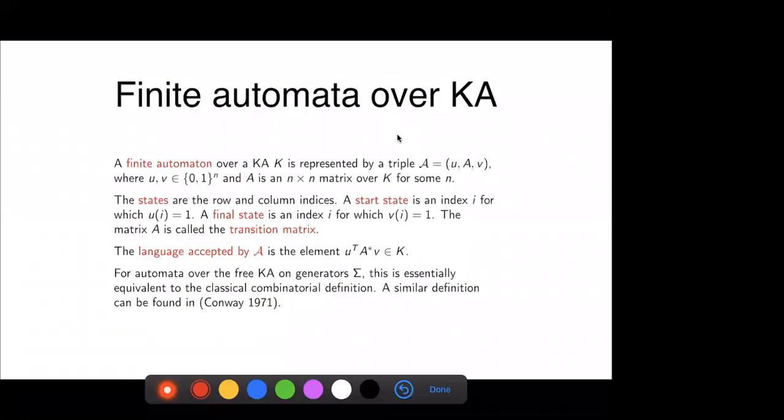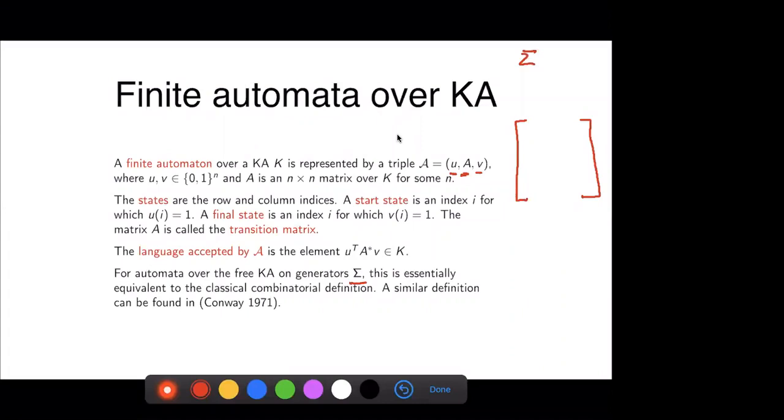So let's remember a few definitions. This is not very different from what we saw in the first lecture, but it now uses matrices, because we're going to be making heavy use of the fact that matrices over a Kleene algebra are a Kleene algebra. So a finite automaton over a Kleene algebra can be represented by a triple in which U and V are the start states and the final states. In the case of the completeness proof, I do need the start state. And A is the transition matrix. This is bad notation on my end: I should have used a different letter here, because I've been using A for the alphabet and now I'm using A for the matrix. I'm using sigma for the alphabet now. So sigma is the alphabet.